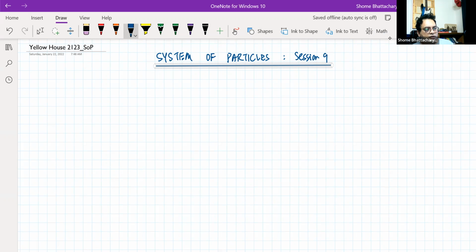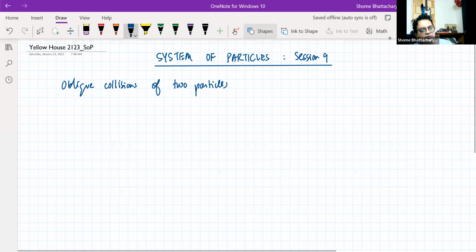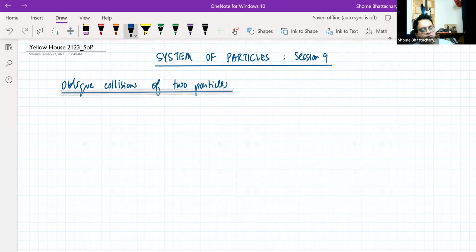Okay, so we will look at oblique collisions of particles to begin with today. So for example, suppose we have a situation like this.